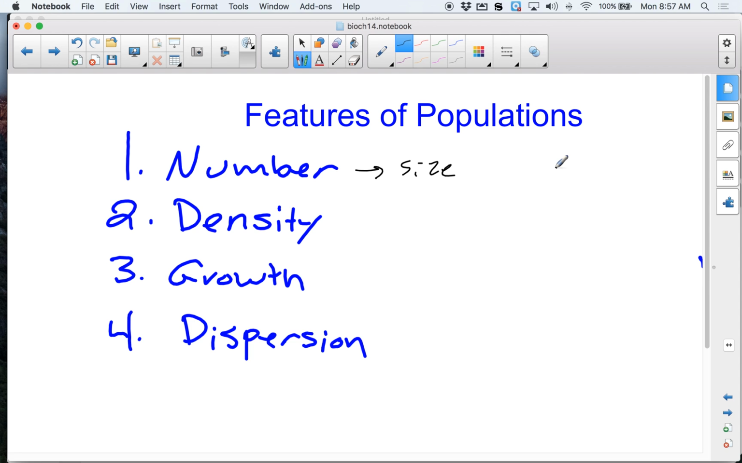Okay, then we look at density. And density, as the name implies, basically says how compact are the populations. There might be more of one type of organism than another, but the density of the second one might be a lot higher because they all group together, and they're all only found in one area.